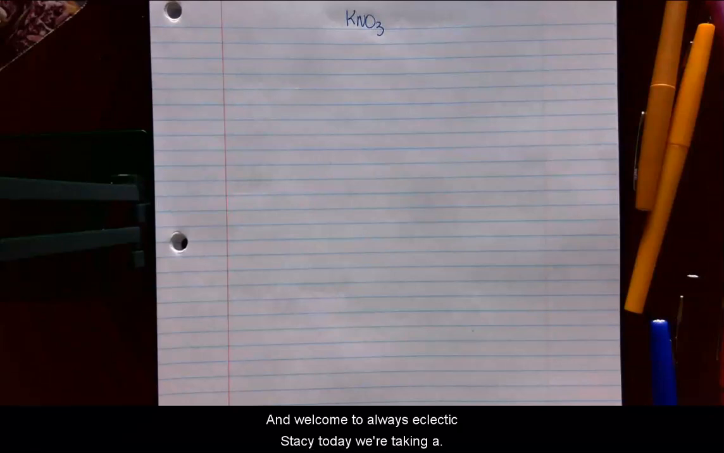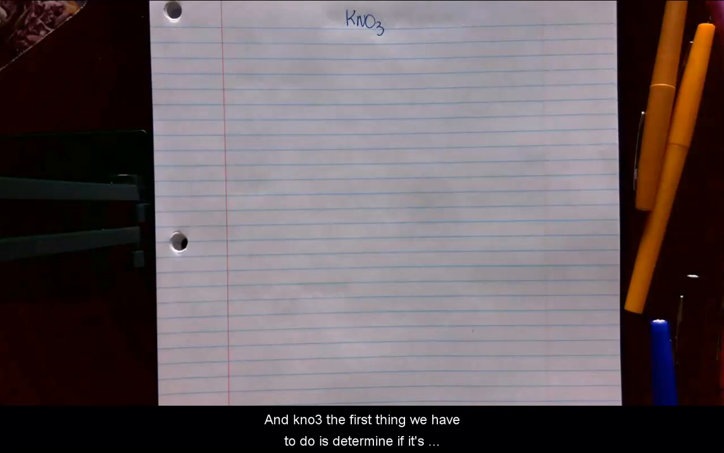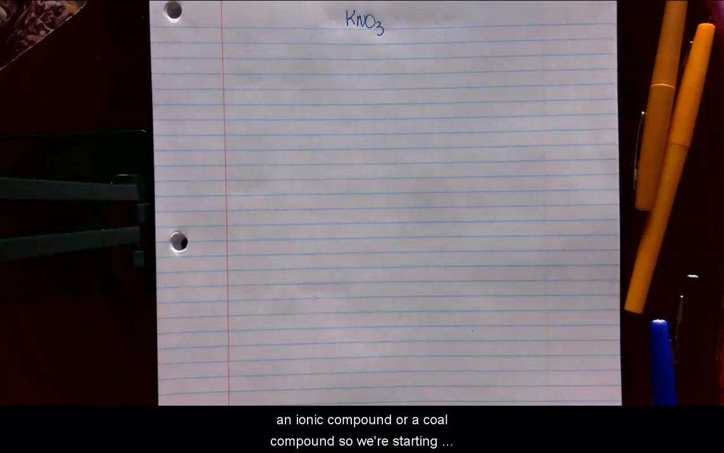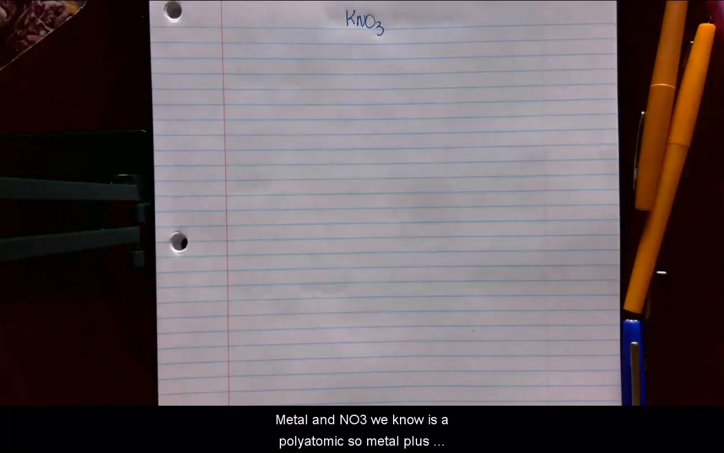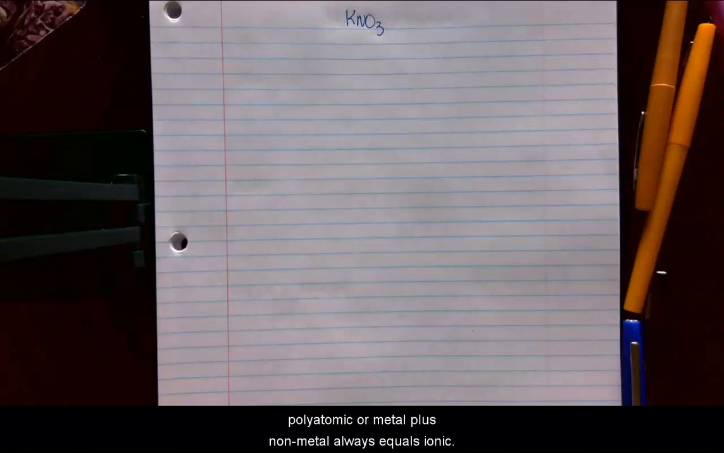Today we're taking a compound and converting it back into its name. And for KNO₃, the first thing we have to do is determine if it's an ionic compound or a covalent compound. So we're starting with K because we know that K is potassium, and potassium is a metal. And NO₃ we know is a polyatomic. So metal plus polyatomic, or metal plus non-metal, always equals ionic.